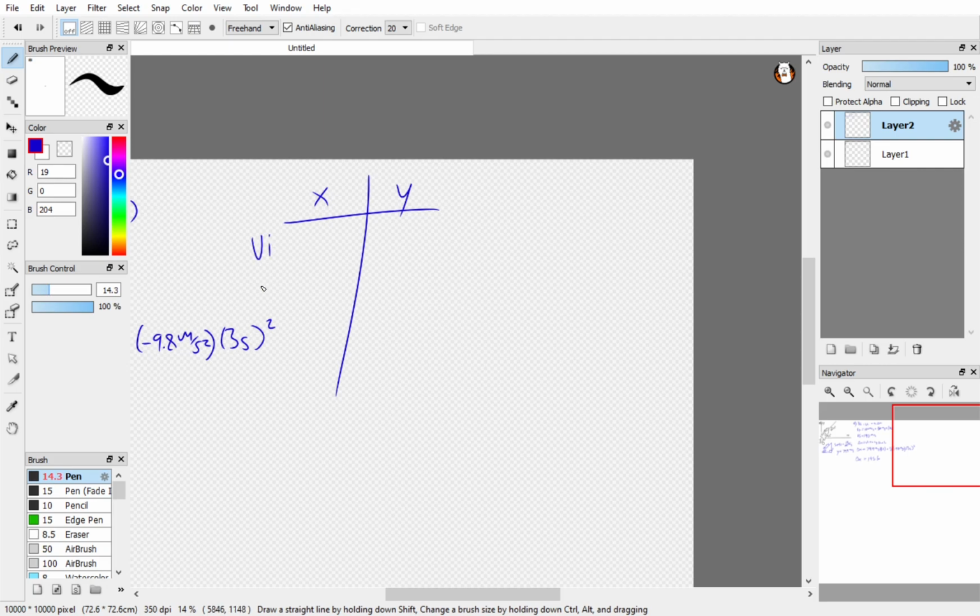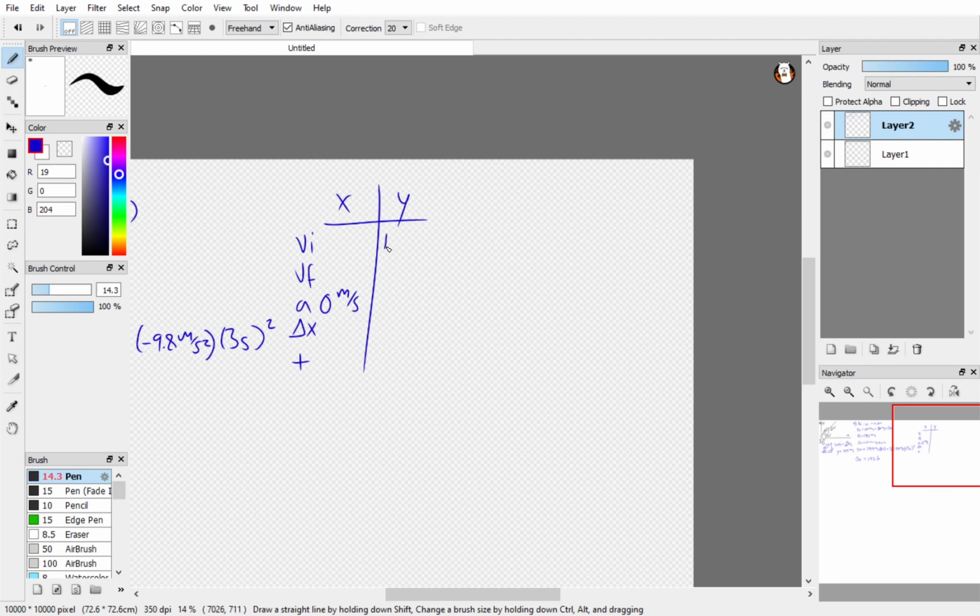Now we're going to do a chart for the new x and y components. So velocity initial, velocity final, acceleration, delta x and t. We don't know anything for the x except that acceleration is going to be 0 meters per second squared. So velocity initial will be equivalent to velocity final. We're solving for its highest point.